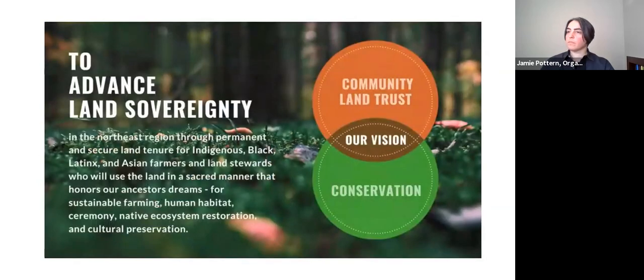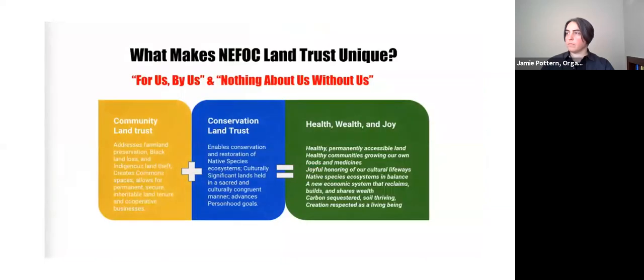Our vision as a land trust is to advance land sovereignty in the Northeast region through permanent and secure land tenure for Indigenous, Black, Latinx, and Asian farmers and land stewards who will use the land in a sacred manner that honors our ancestors' dreams for sustainable farming, human habitat, ceremony, native ecosystem restoration, and cultural preservation.